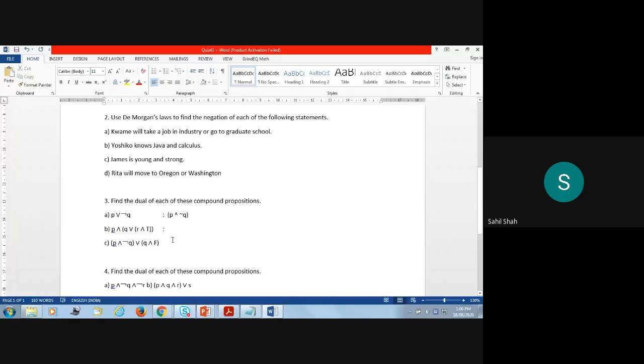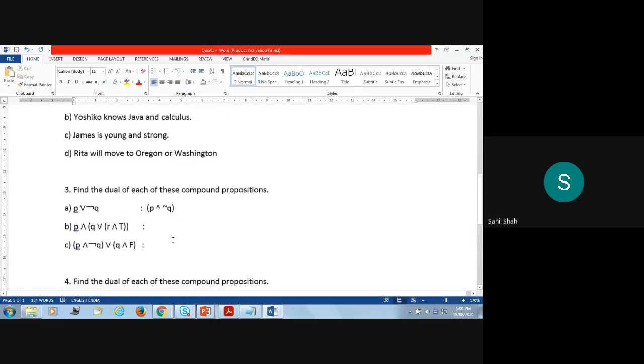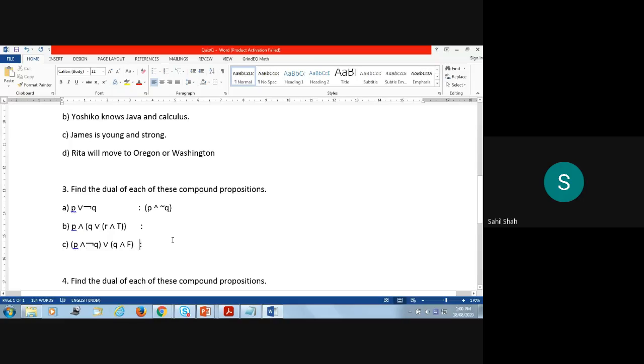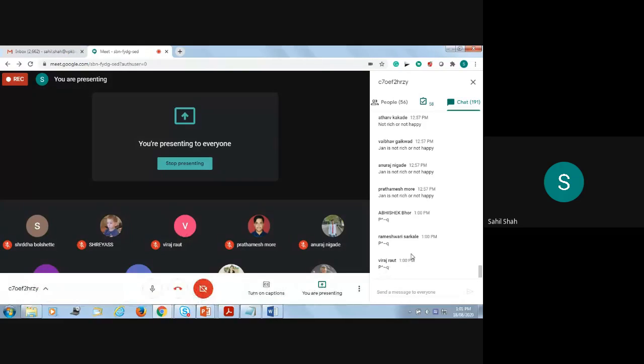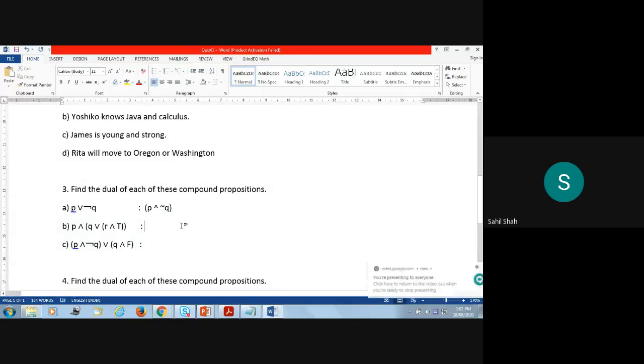You have to simply replace disjunction by conjunction, and false by true or true by false. Fine. So let me know the answer for B and C in the chat box. While answering, you should mention the answer with B. Okay, what is the answer of B? What is the answer of C, like this? This is visible, okay. So what will be the answer for B?